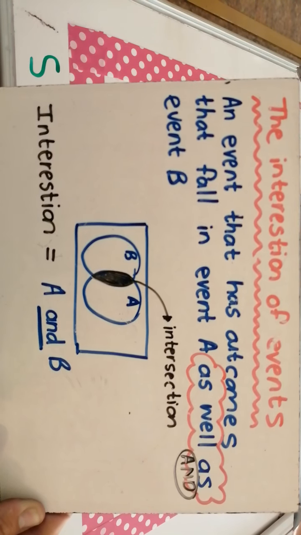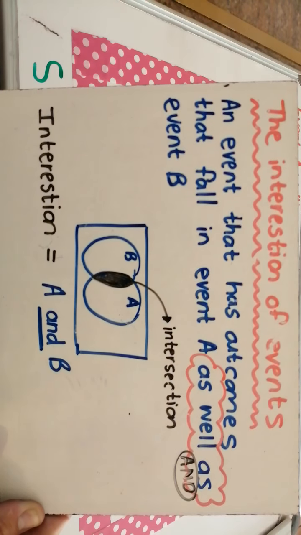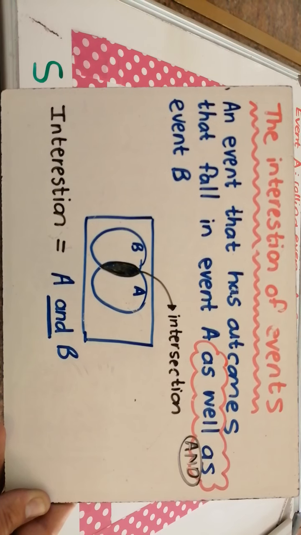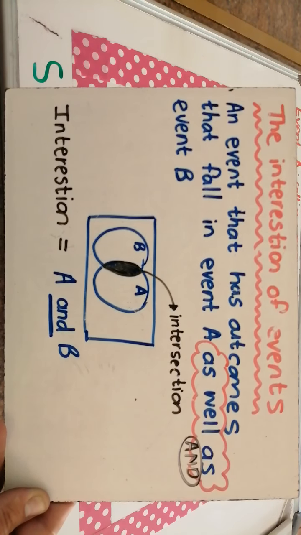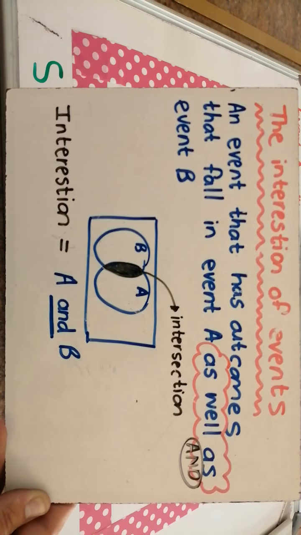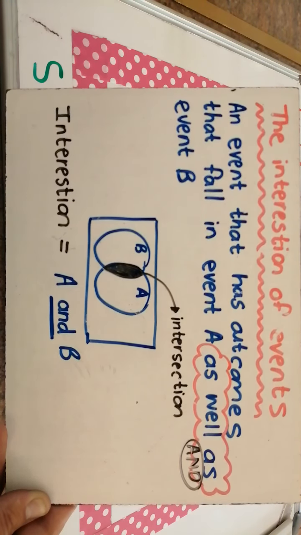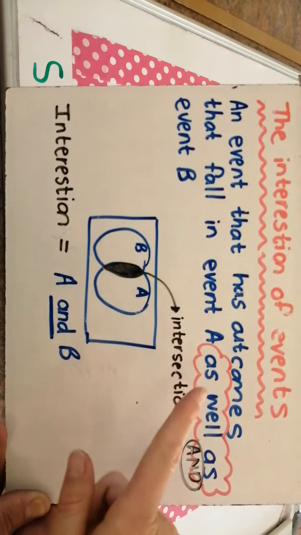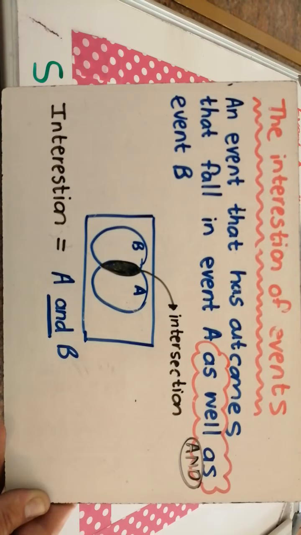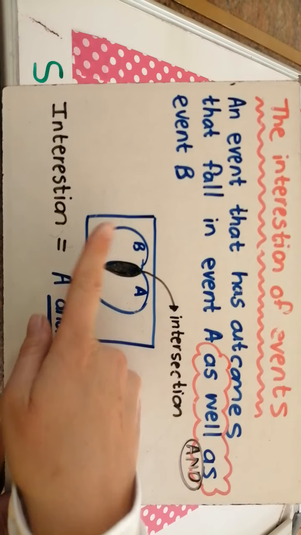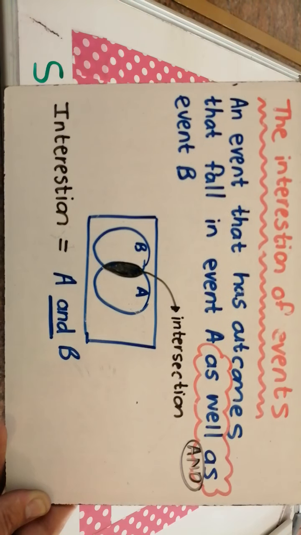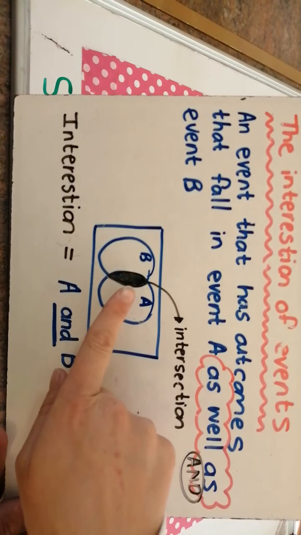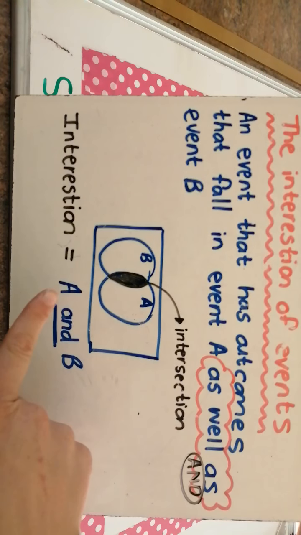So the next terminology I want to introduce you to is the intersection of events. An intersection, as you can imagine, means where something meets. Like if you come to a robot, that's called an intersection because two roads are meeting at the intersection. So the intersection of events. An intersection of events is an event that has outcomes that fall in event A as well as event B. So if I've got two events happening, event A and event B, but they fall in both of them, that part there is the intersection. That is called A and B.